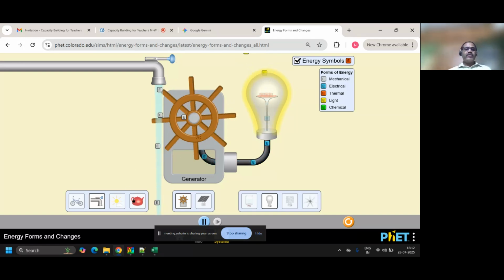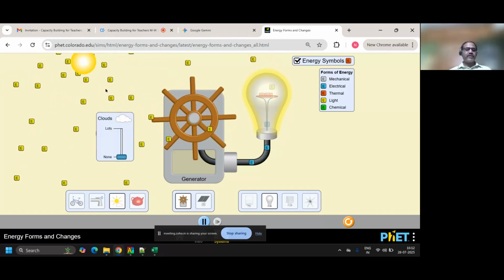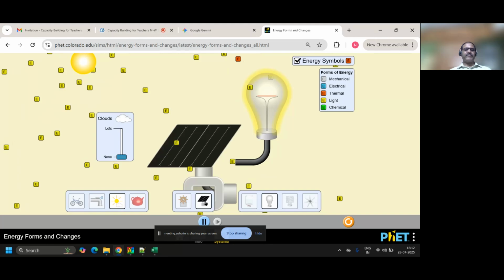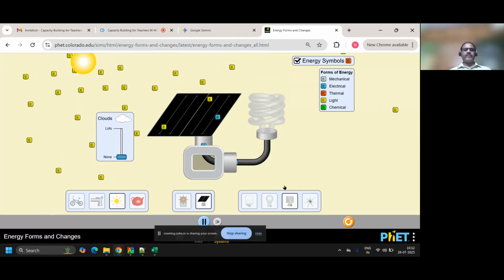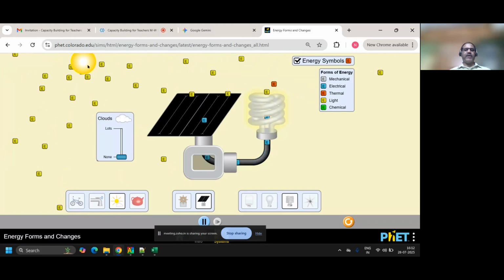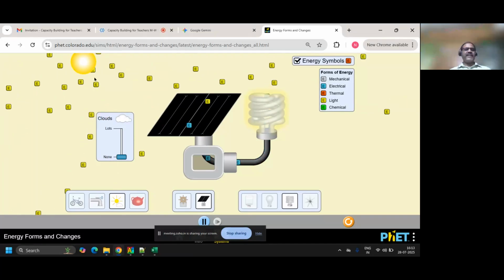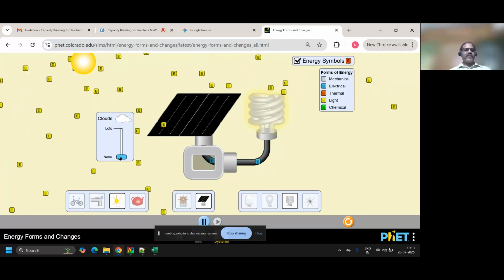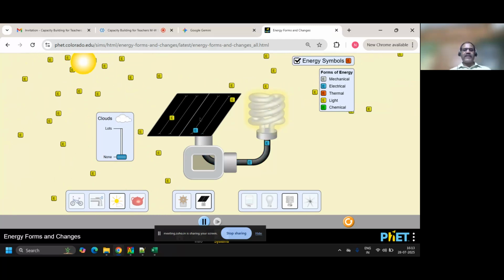Now let me do one more change. I am changing this to sun. This source is sun. Now what I'm going to do is, instead of this motion, I'm changing it to solar energy. I'm taking a different bulb. Now if you see here, from solar, light energy is coming, right? That is getting converted to, now cloud is nothing. Because of the solar panel, that gets converted to electrical energy.